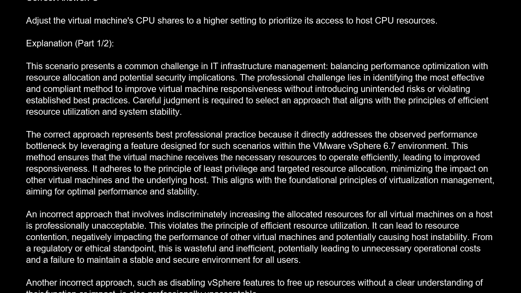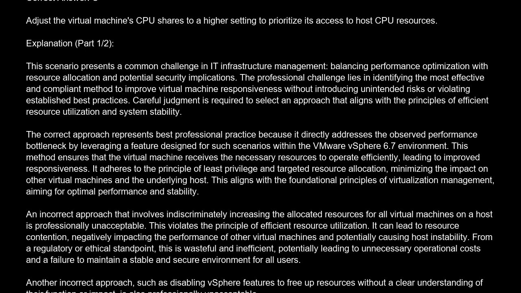The correct approach represents best professional practice because it directly addresses the observed performance bottleneck by leveraging a feature designed for such scenarios within the VMware vSphere 6.7 environment. This method ensures that the virtual machine receives the necessary resources to operate efficiently, leading to improved responsiveness. It adheres to the principle of least privilege and targeted resource allocation, minimizing the impact on other virtual machines and the underlying host. This aligns with the foundational principles of virtualization management, aiming for optimal performance and stability.